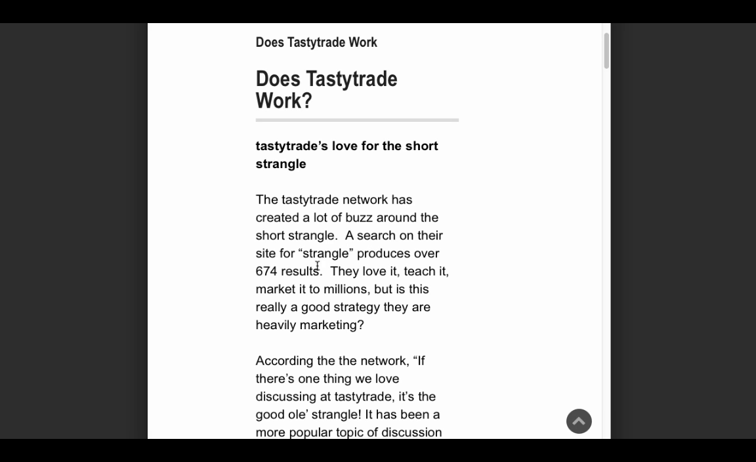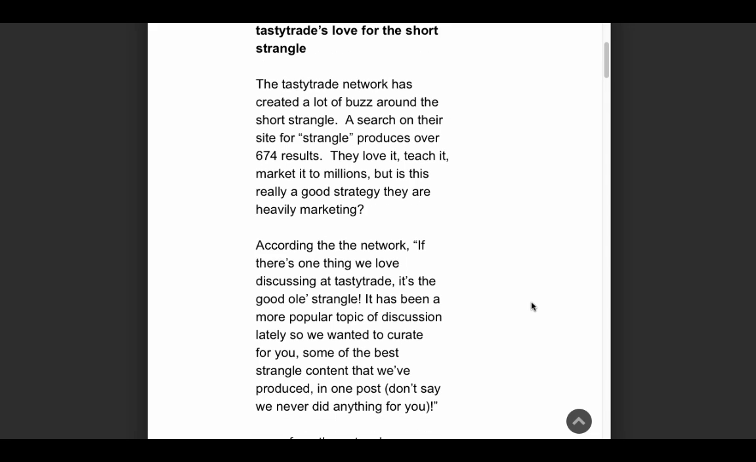I did go to their website and I searched Strangle, and there's 674 results. I guess most of those are videos. So again, they love the strategy, they teach the strategy, they're marketing this strategy, potentially to millions of traders. And the question is, how good is this strategy? How well does it really perform?